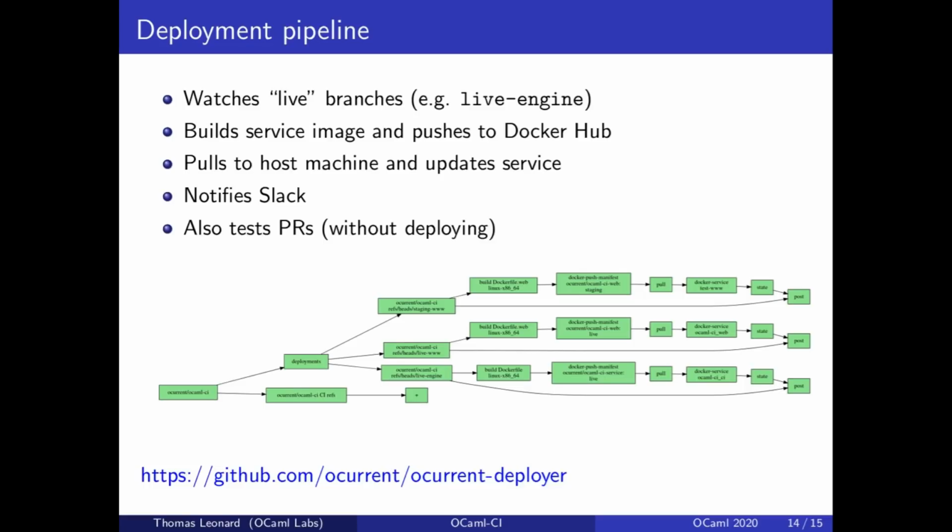There's a live engine branch, which we use to deploy a new version of the engine. There's a live dub branch, which we use for updating the web user interface. And there's also a staging dub branch, which allows us to experiment with changes to the web UI before we're ready to push it live. And finally, the deployer also watches all the other branches and PRs in the repository and just builds them, just to make sure that they can be built, and pushes the status of that back to GitHub.